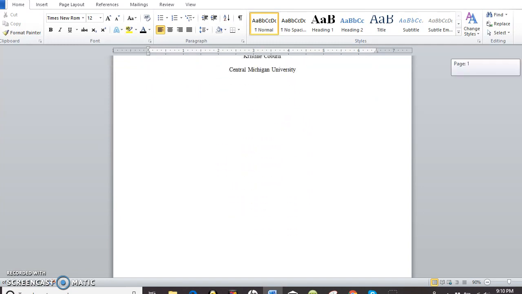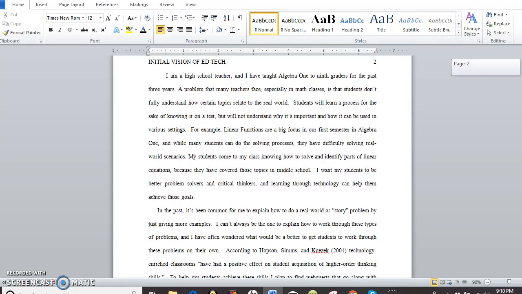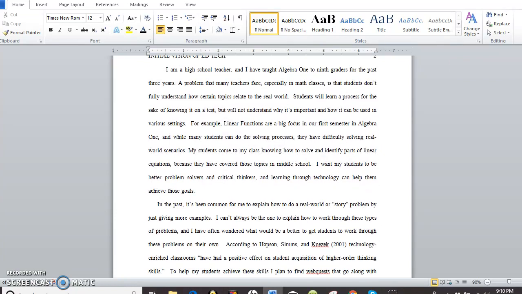In this initial vision, I talked about how I wanted to try to incorporate web quests into what I do in my mathematics classroom. To fill you in, I teach Algebra 1 to 9th graders.